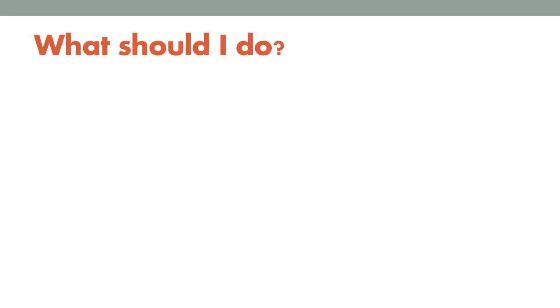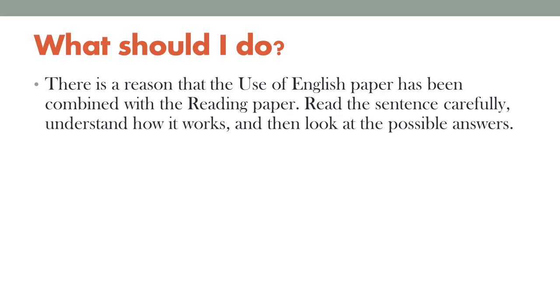Well, what should you do when you approach this test? There's a reason that the use of English paper is now combined with the reading paper. You need to understand how the sentence works. This is a reading skill. And then look at the possible answers. A lot of the time you'll find that the missing word is a linking word. Although, whereas, however. But these words are not always interchangeable grammatically or for meaning.